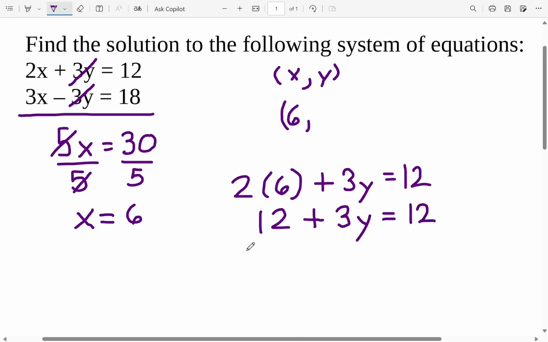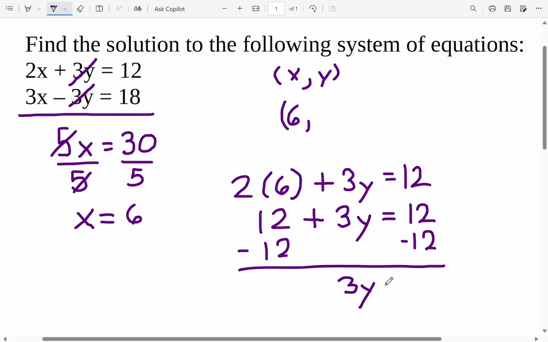When I subtract 12 from both sides, we're going to get 3y is equal to 0. If I divide by 3, I get y is equal to 0, because 0 divided by 3 is 0. So my solution is (6, 0). And that was the elimination method for solving a system of linear equations.